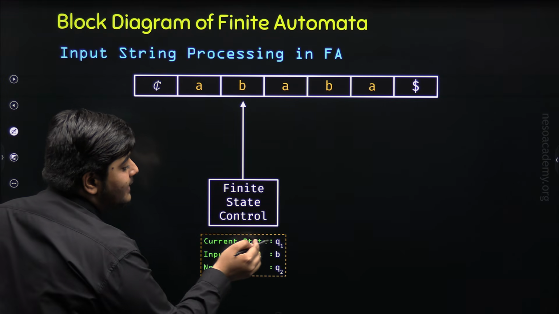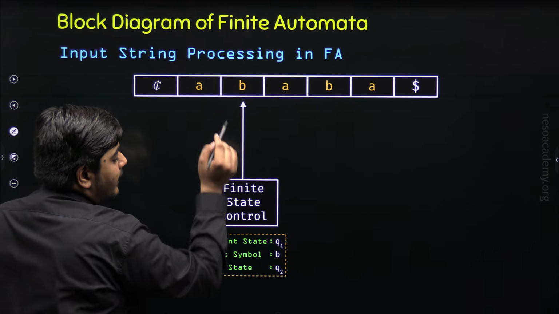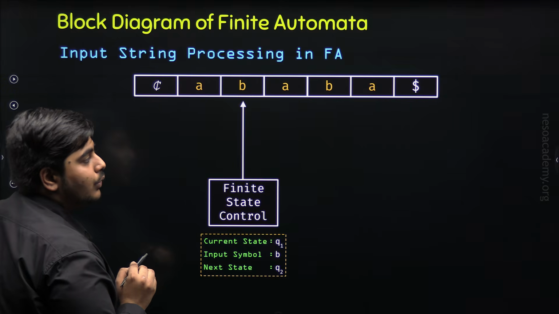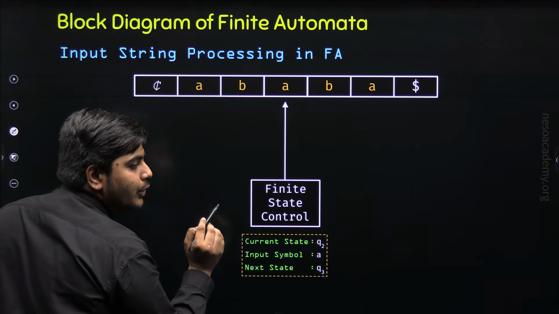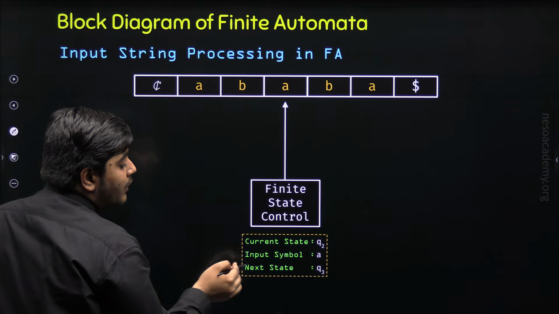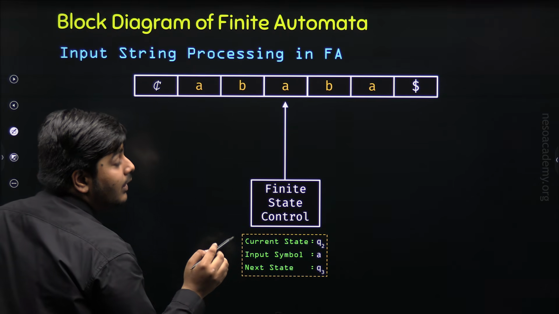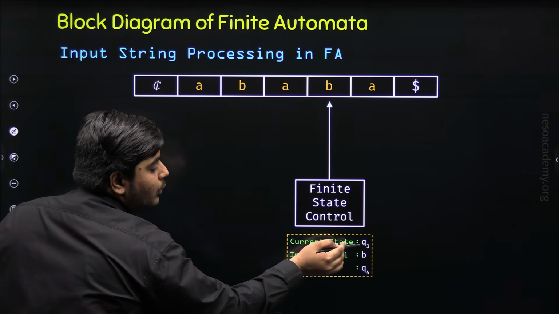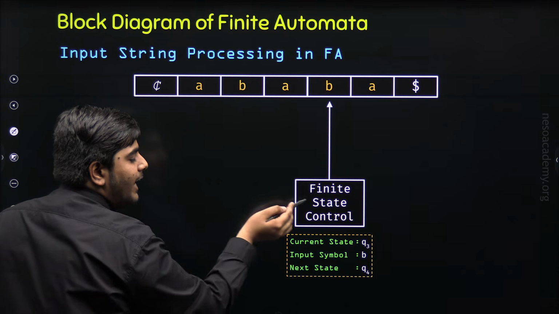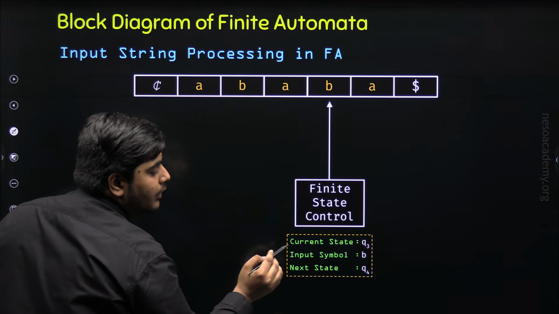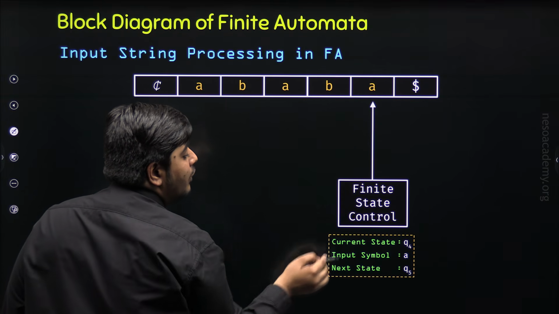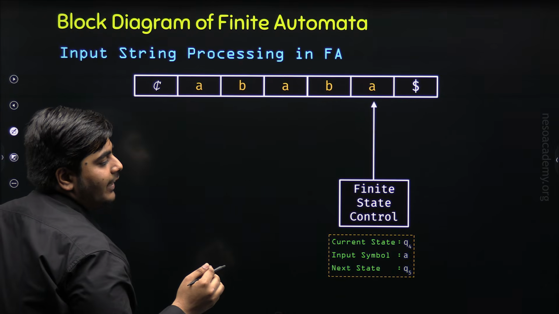So now, the current state is Q1 and the input symbol is B. Now, after applying the transition rule, we will reach the next state, which is Q2. So now, the current state is Q2 and the input symbol is A. After applying the transition rule, we will reach the state Q3. Now, the current state will be Q3 and the input symbol will be B. Similarly, we can reach the next state by applying the transition rules, which is Q4. So now our current state will be Q4 and the input symbol is A. We will reach the next state, that is Q5.